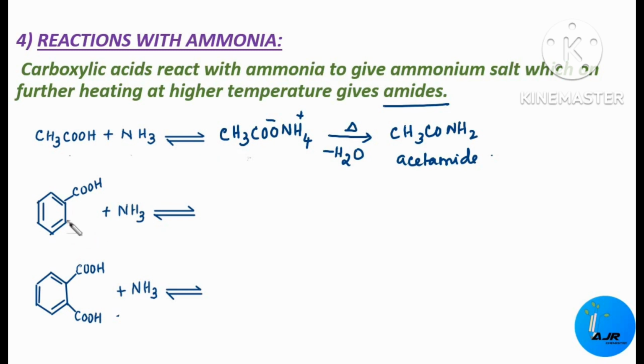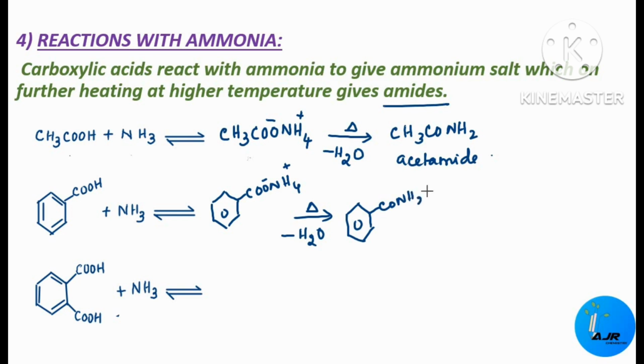Okay, now let us see what happens when benzoic acid is treated with ammonia. The same type of reaction takes place here. Okay, so it forms an adduct, C6H5COONH4 minus plus. On heating this, there will be a loss of water molecules, and so we'll be getting the benzamide, C6H5CONH2. Okay, so we are getting benzamide.